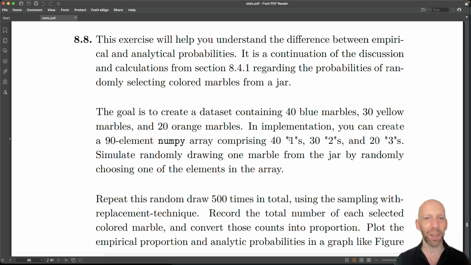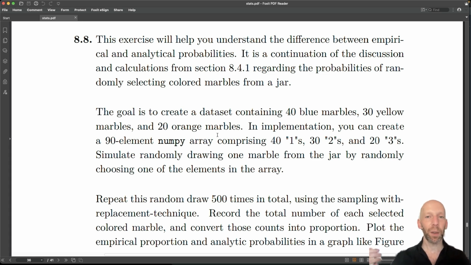If you prefer, or if you want a little bit of an extra challenge, you can also complete this exercise not using numbers in a NumPy array, but instead using strings in a list. So you can have strings that say blue, yellow, orange, and so on. So many ways you can solve this exercise. But the point is you want some object in Python that has 90 elements, and 40 of them correspond to blue marbles, 30 for yellow marbles, and 20 for orange marbles.